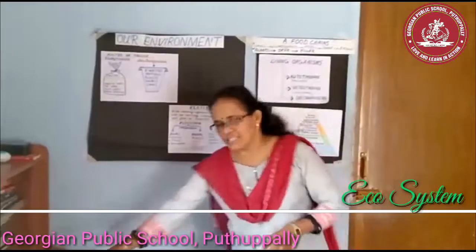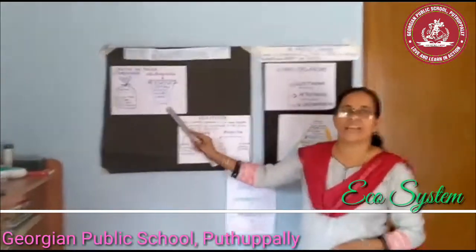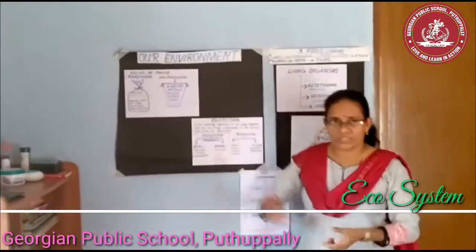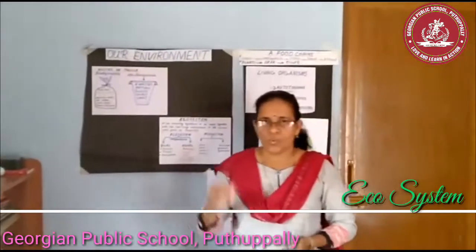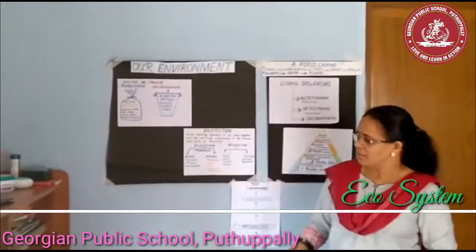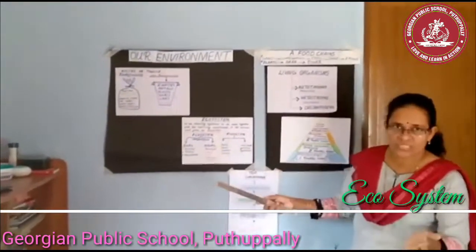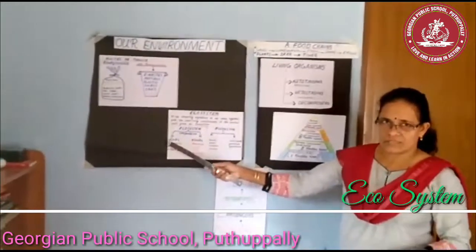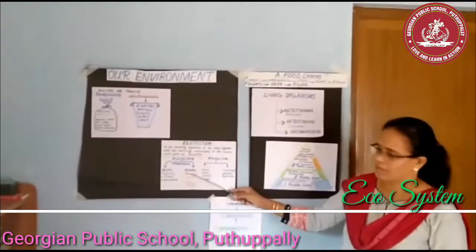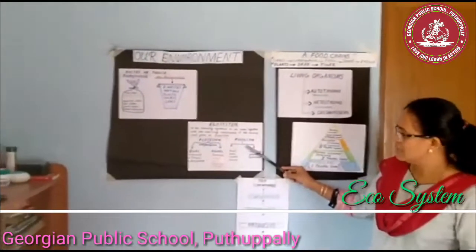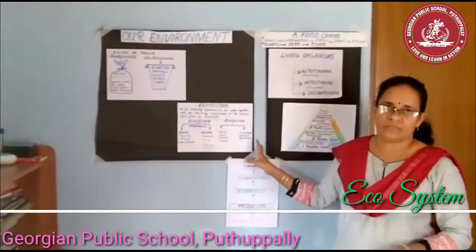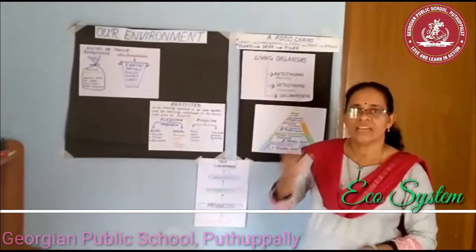So children, let's recall what things we have learned today. We have learned what is environment, then what type of waste we are producing, why some materials are biodegradable, some others are non-biodegradable. Then we have learned what is an ecosystem, what are the components of an ecosystem. Components include biotic and abiotic. Then we have also learned the different types of ecosystems, natural and man-made. We will discuss more about this in the next class.